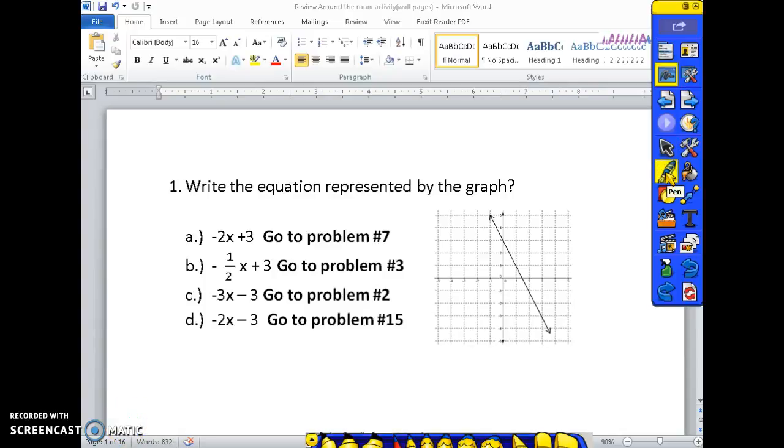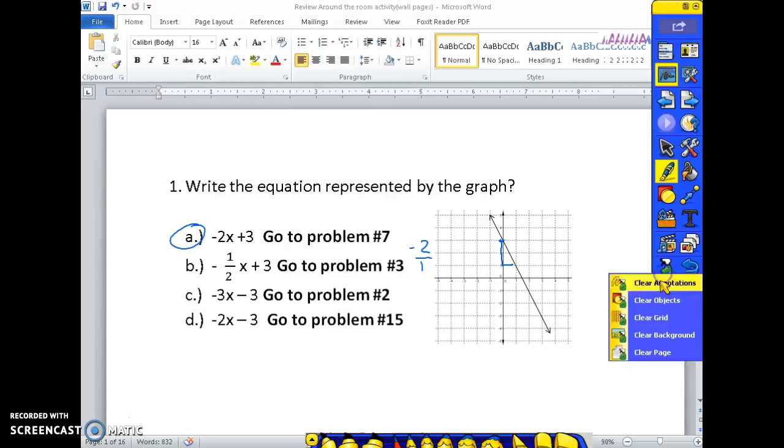Number 1, write the equation represented by the graph. The graph crosses the y-axis at 3, and we have a negative slope, so we have to go down 2 places, and to the right 1. Negative 2 over 1 simplifies to negative 2, so my answer is A. So we're going to go to problem number 7.